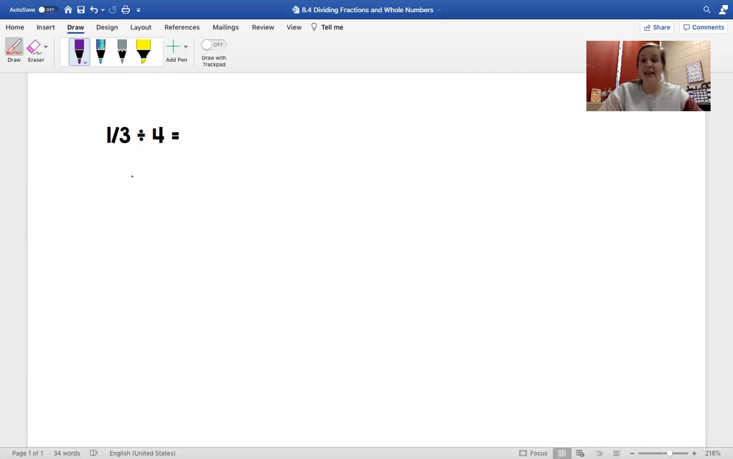We are going to start with the KFC method. So we're going to keep, flip, change. If you're using our online manipulatives with the fraction bars, that's totally fine as long as you're getting the same answers, okay? So we're going to keep 1/3 because you keep your first number. You flip your second number, and if you remember, you can put any whole number over 1 and it doesn't change the value. So if we flip this, that means our 1 goes to the top and our 4 goes to the bottom. So it becomes 1/4. And then we change that division sign to a multiplication sign, making the problem 1/3 times 1/4. We multiply straight across. 1 times 1 is 1, and 3 times 4 is 12.